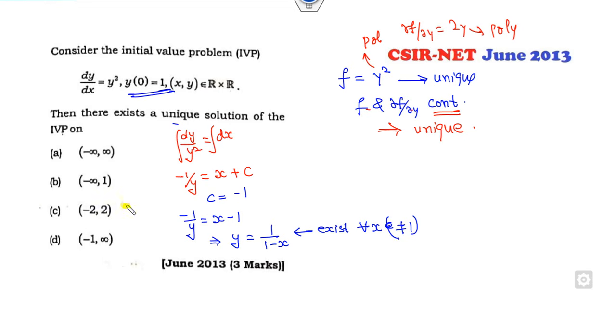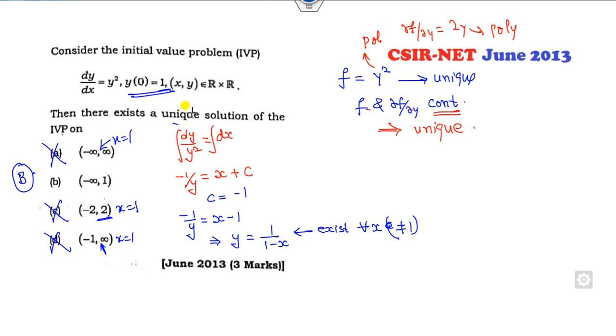Fine. So look at that. At x equal to 1, existence fails in this option, so it means the solution does not exist. Likewise for the other options, the solution does not exist. Only B is left behind, so B is the right answer.